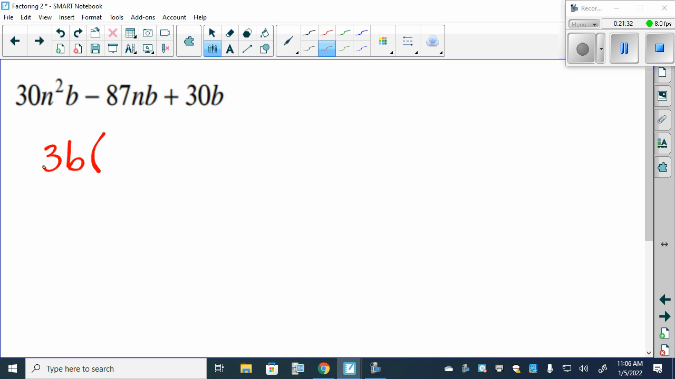And we can factor this out of all three. Well, 30 divided by 3 is 10. N squared, because we didn't mess with n. And then the b factors out completely. Minus 87 divided by 3 is 29. N, and again, the b factors out completely. And lastly, we're going to have plus 10. As it works out on all three of these, the b factored out completely because we only had one of them in each spot.